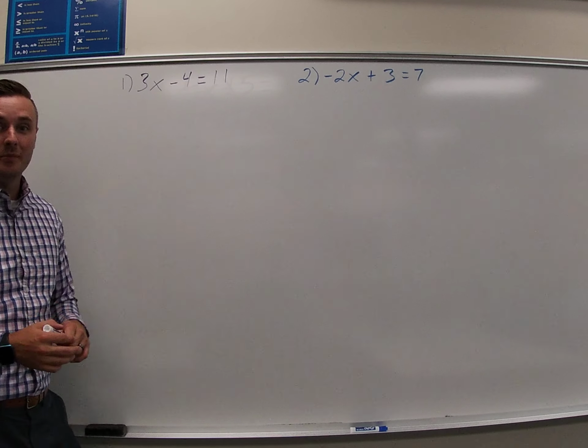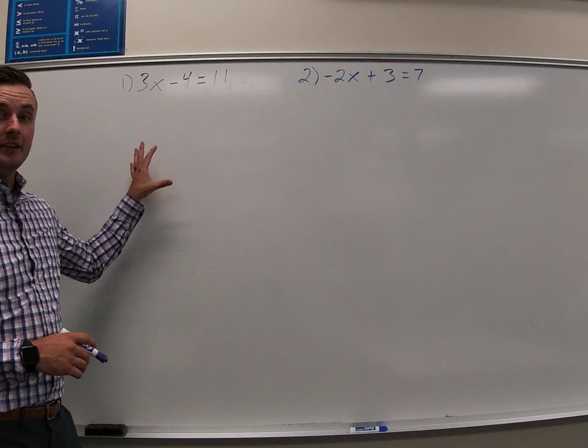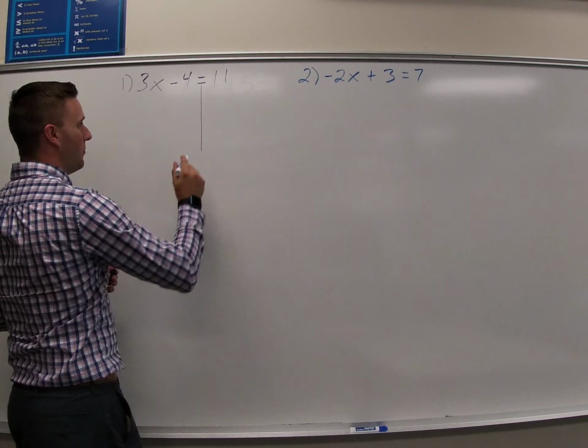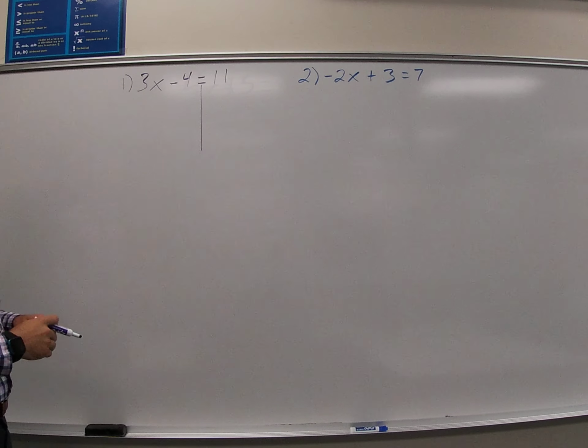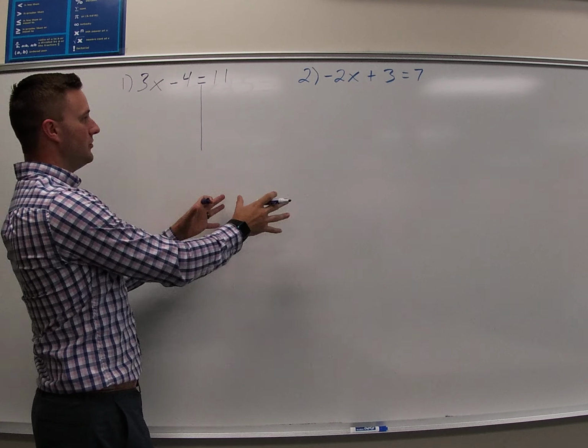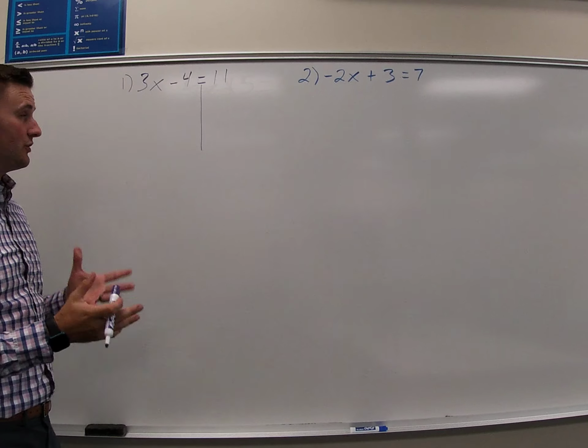Right, today we're going to talk about two-step equations. So this first equation, sometimes people think it's easier to make a wall or to draw a line under the equal sign, because whatever we do to one side of this line, we're going to also do to the other side to keep our equation balanced.